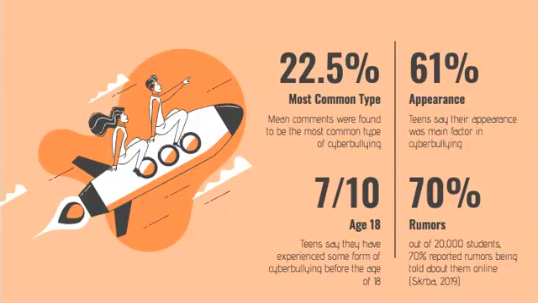At around 22%, the most common type of cyberbullying found was mean comments. And within these, 61% of teenagers say that their appearance was why they were being cyberbullied. Students up to the age of 18 reported that 7 out of 10 have experienced some form of cyberbullying online. And 70% of students in a range of 20,000 that were interviewed have said that there have been rumors reported about them online.